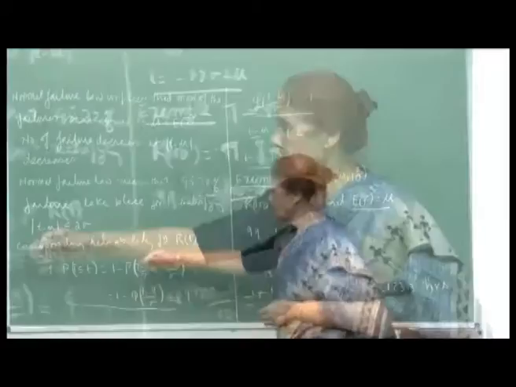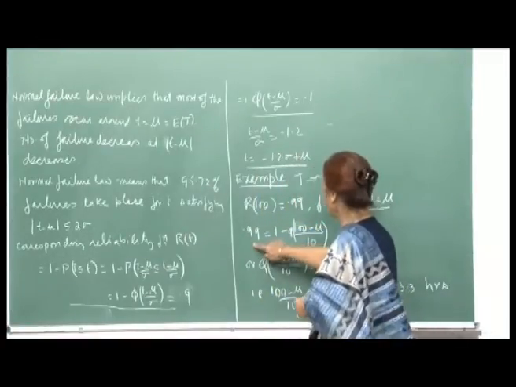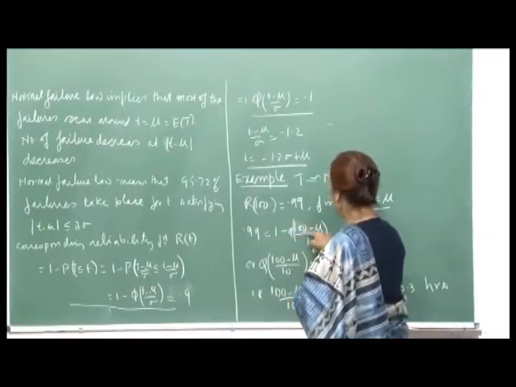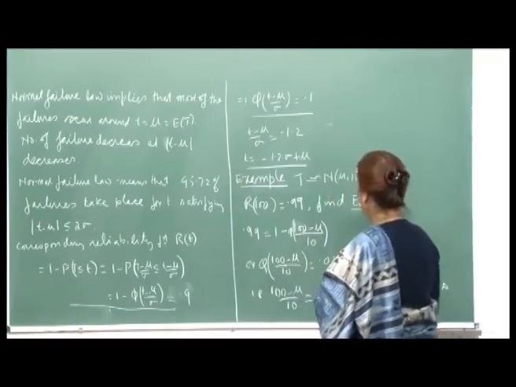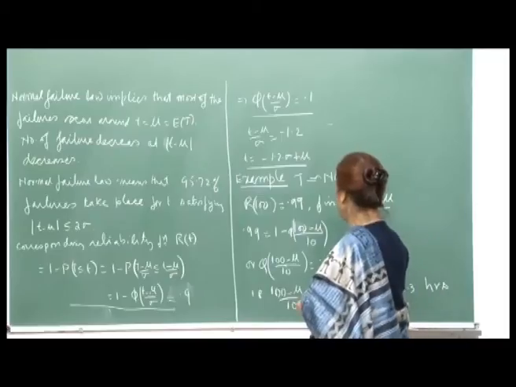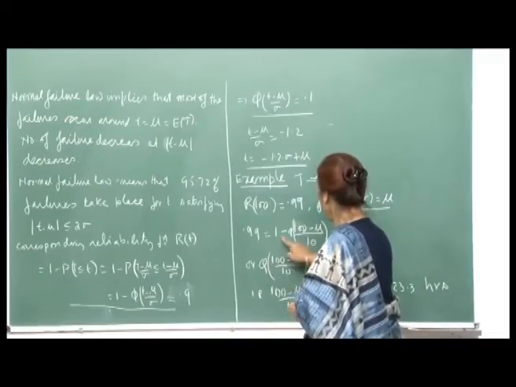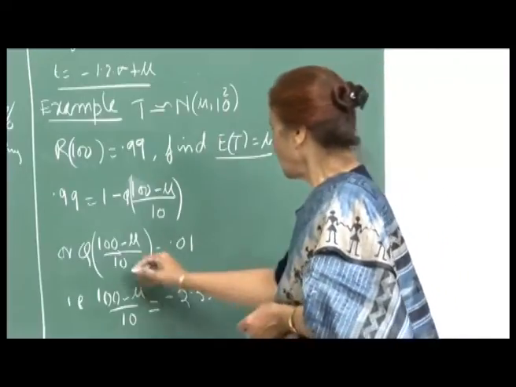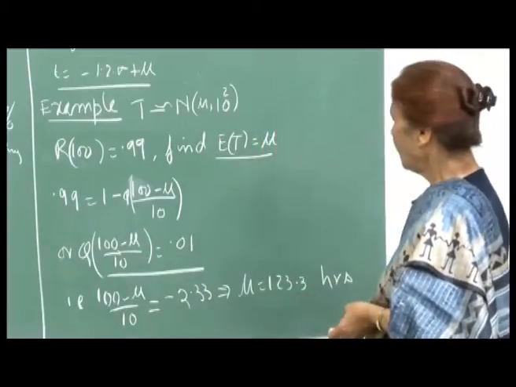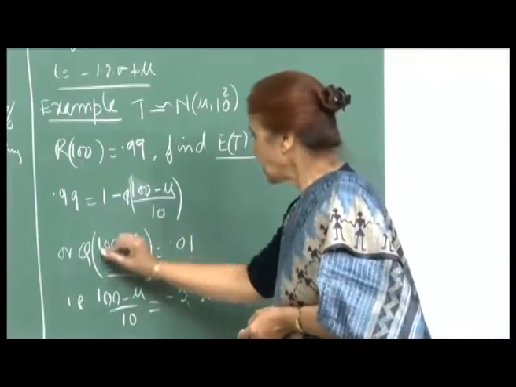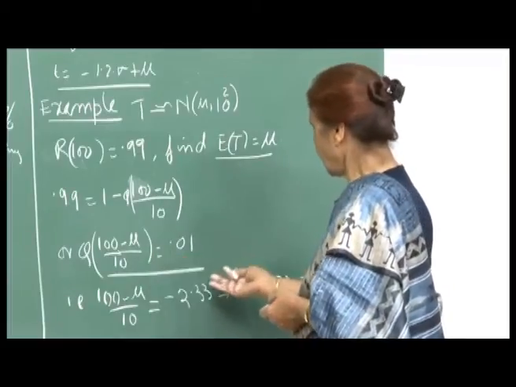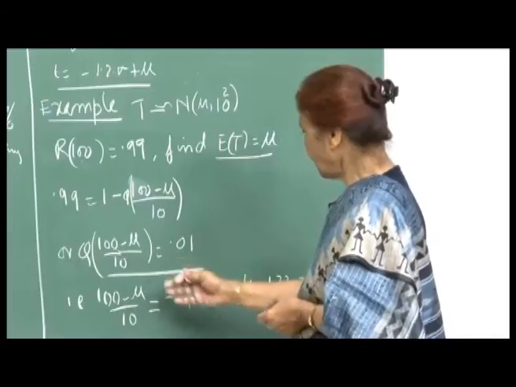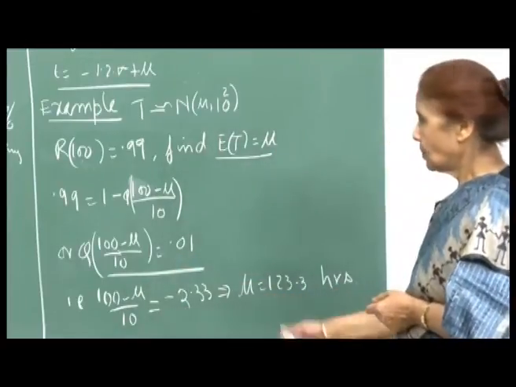So, since we know the functional form for R(t), 0.99 is 1 minus phi of the standardized normal variate, which is (100 minus mu) upon 10, the standard deviation, right. So, that gives you that phi of (100 minus mu) by 10 is 0.01. So, again we look up the standard tables corresponding to the area 0.01. The value of z is equal to minus 2.33. Okay. The smaller this becomes, the further away you go from the mean value. That is what we are saying.